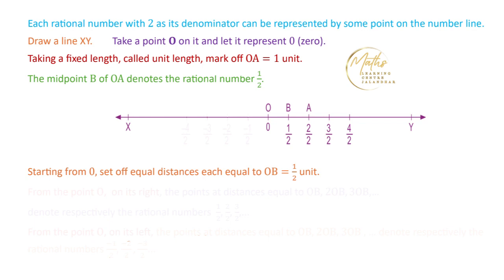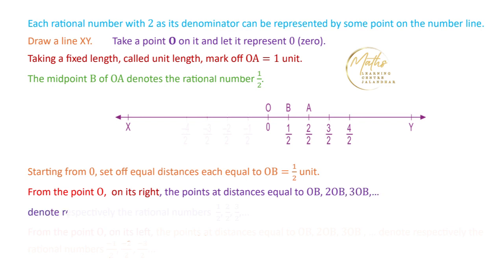So what we have done, from the point O on the right hand side, we have marked the points at the distance equal to OB, 2OB, 3OB, and they represent the rational numbers 1 by 2, 2 by 2, 3 by 2, 4 by 2, and so on. And similarly, by using the same length, we have this length 1 by 2.